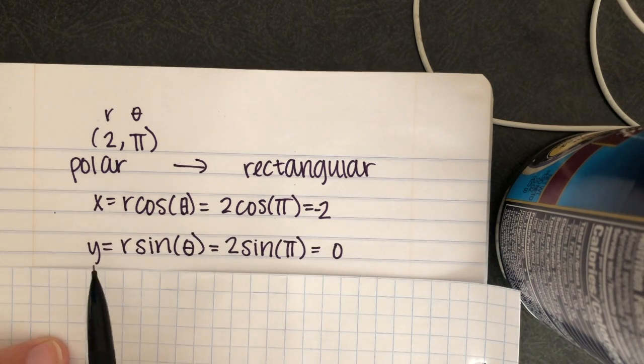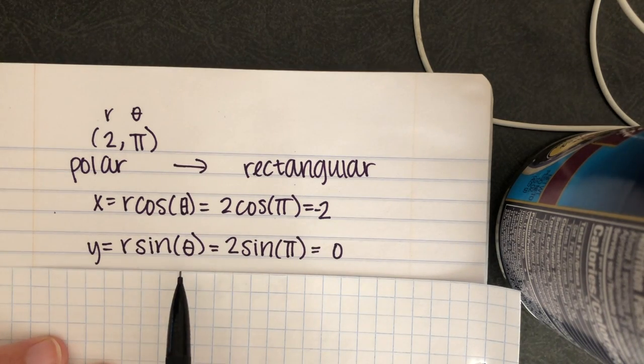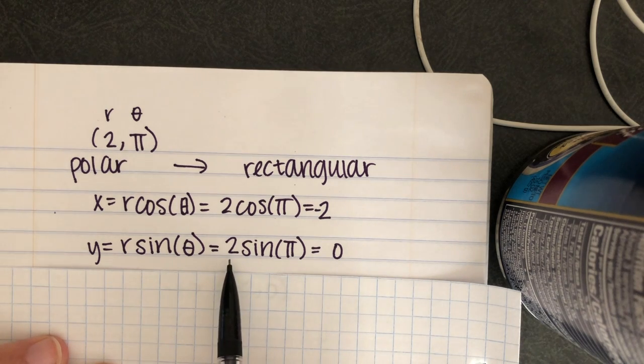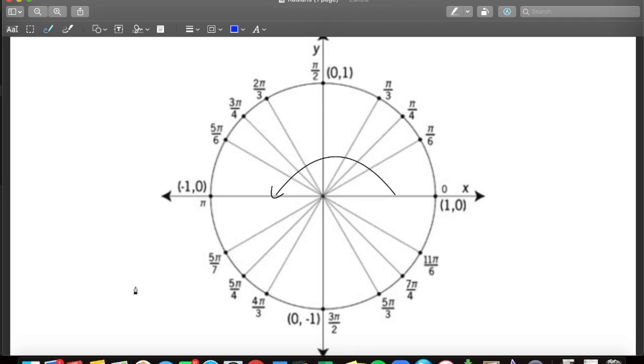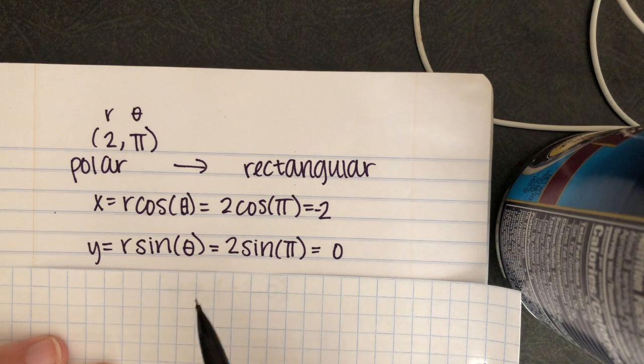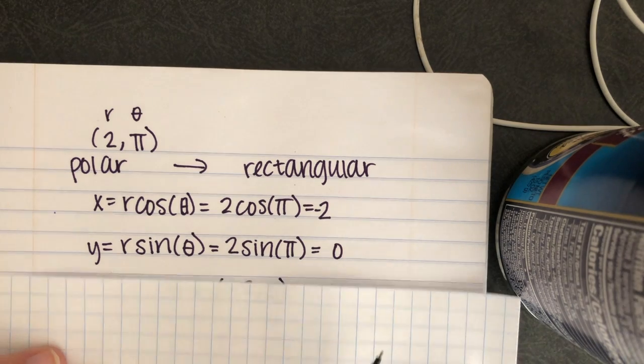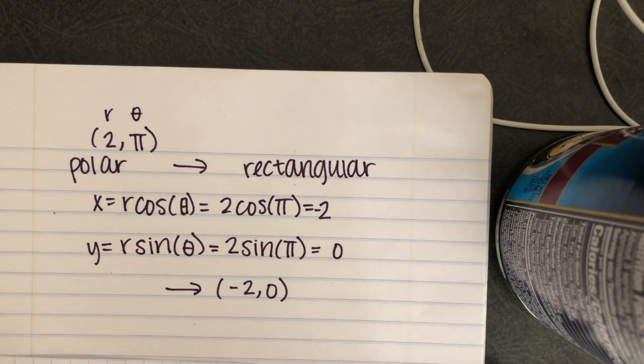And we also know that y is equal to r sine theta. So that's equal to 2 times sine of pi. Now if we come back to our unit circle and travel pi radians again, our sine value is 0. So 2 times 0 is 0. So our rectangular coordinate is -2, 0.